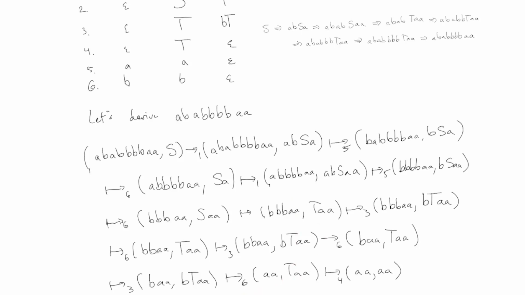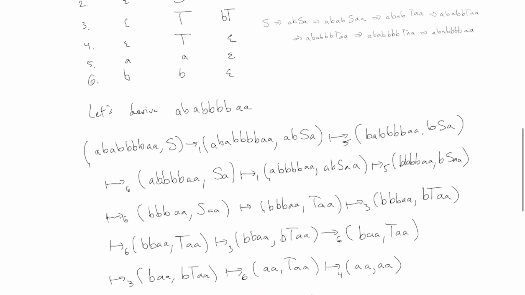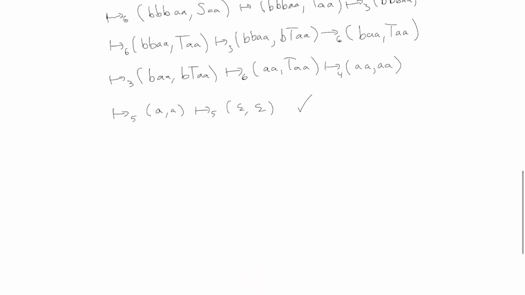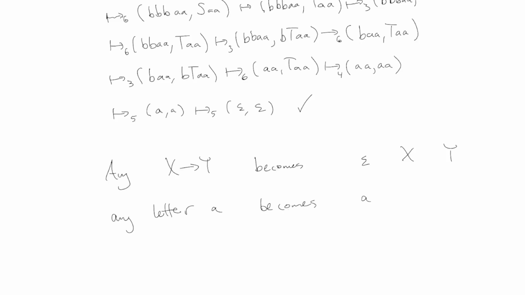But anyway, this is how it works. Basically, nothing can go wrong in this procedure. The converting is so simple. I'll just refresh our memory. Any x goes to y becomes epsilon x y, and then any letter a becomes a epsilon. If you can remember that, that's all there is to it, and there's no funny business that can happen in an example like this.